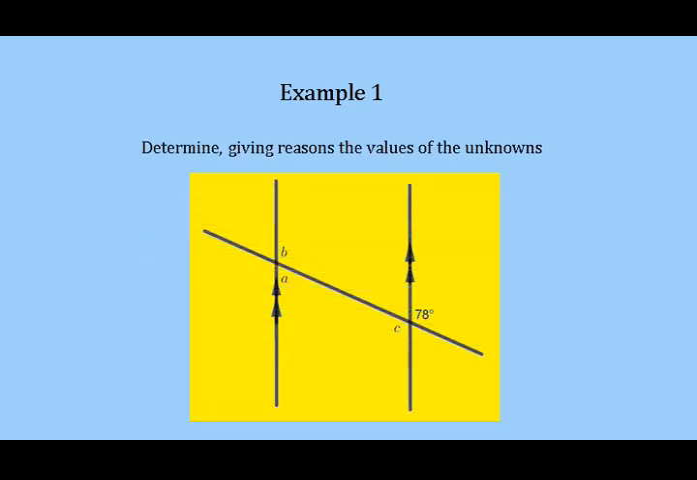Example number 1. Determine, giving reasons, the value of the unknowns. So we have this line parallel to that line.